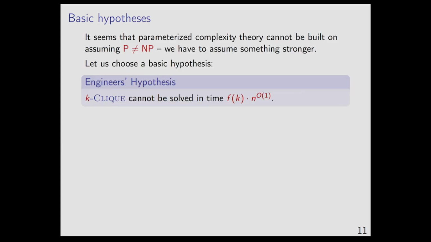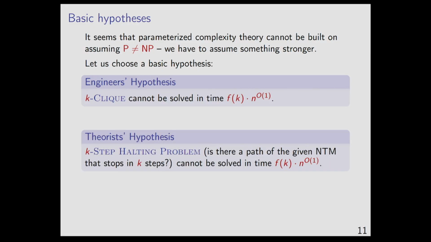It seems that parameterized complexity theory cannot be built on assuming P not equal to NP, so we have to assume something stronger. So let's choose one basic hypothesis. We call it the engineer's hypothesis: k-clique cannot be solved in f(k) n to the power o(1). You might not like to believe it. So let me add some theorist's hypothesis, and this is why I took the non-deterministic Turing machine in the beginning: the k-step halting problem.